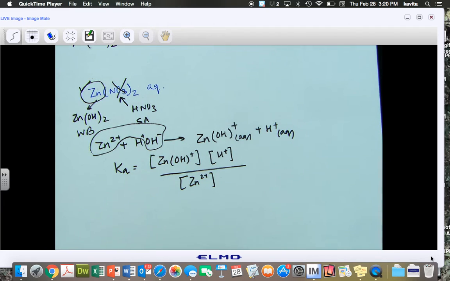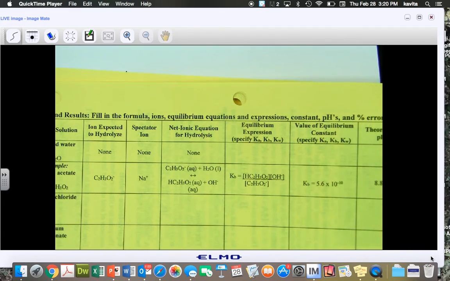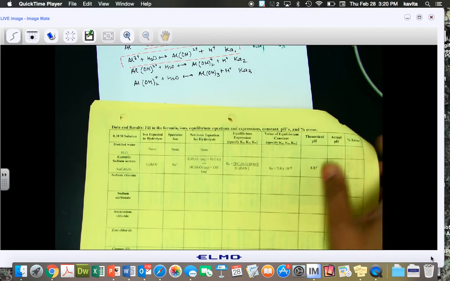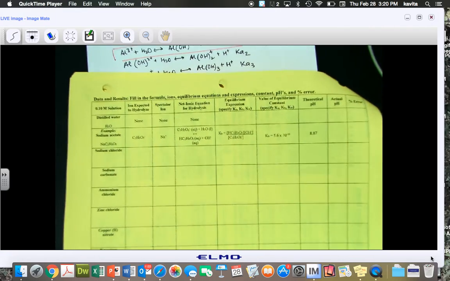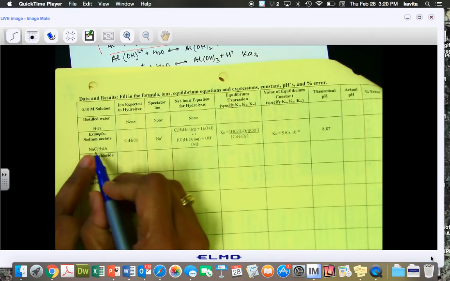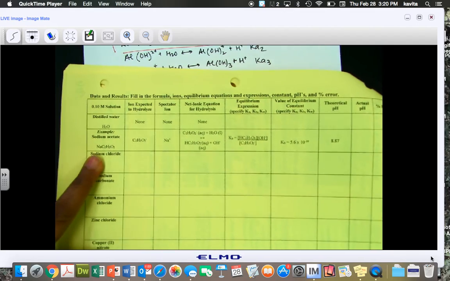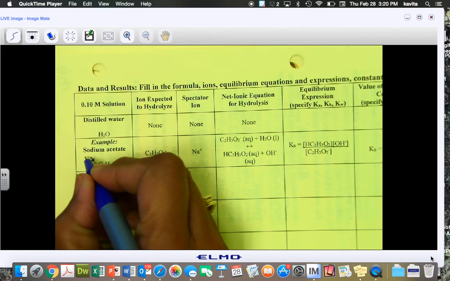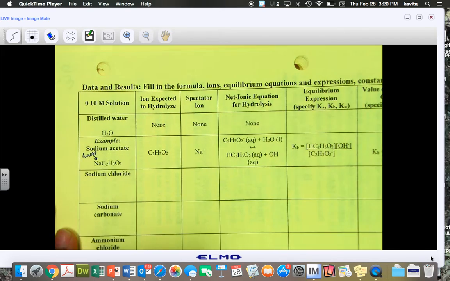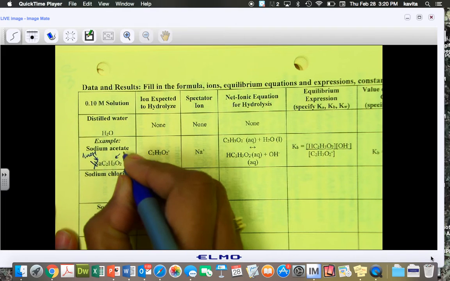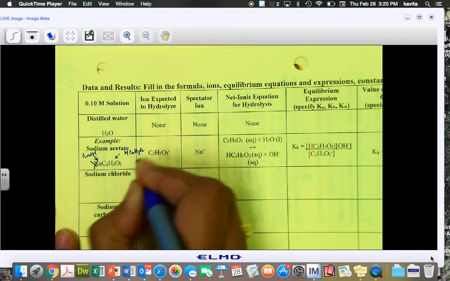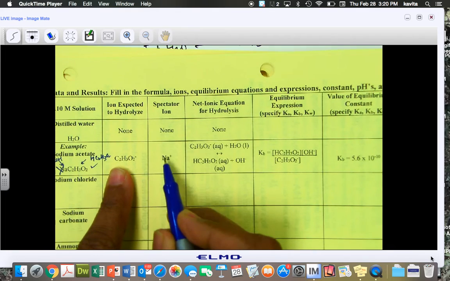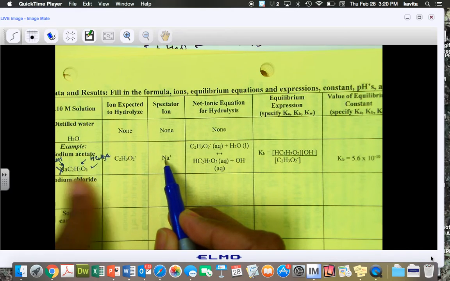Okay, so you will be filling out this table. First of all, you will determine, like in the case of sodium acetate, let me walk you through this one. It is already given here. Sodium comes from NaOH, a strong base, which will not hydrolyze. Acetate comes from acetic acid, and yes, it will hydrolyze. So we identified the ion that will hydrolyze. The spectator ion, the one that won't hydrolyze, is the sodium ion.